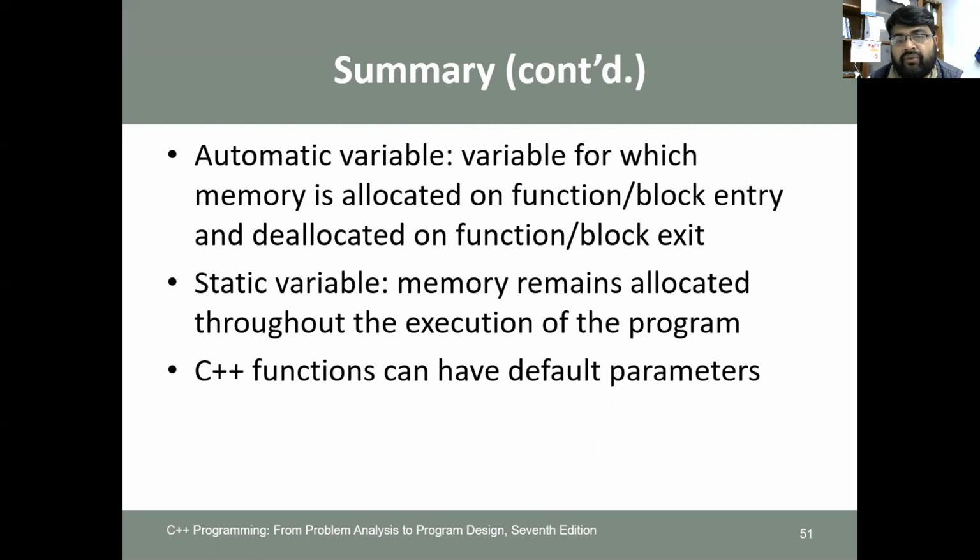And we have seen an example of that in a for loop. Static variables are variables where memory remains allocated throughout the execution of the program. So if you declare something static, the memory will remain allocated throughout the execution of the program. However, a static variable declared inside a function, which is a local variable, will not be accessible when you exit the function. So that is something that we need to keep in mind when you declare a variable static within a function. However, a global variable is by default static. A C++ function can have default parameters. So of course, yes, you can have default values for parameters in C++ functions.